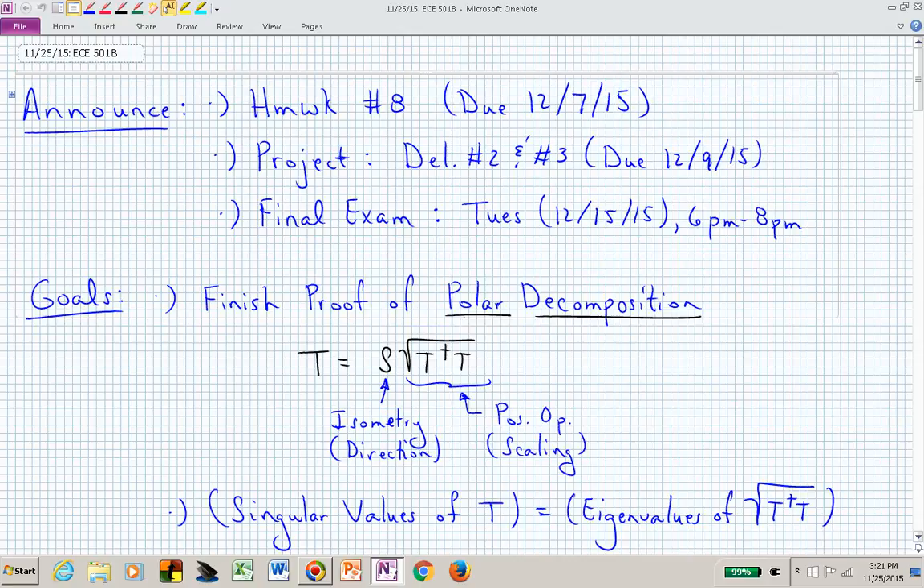This is our lecture immediately preceding the break, and what I want to do today is remind you of a few things that are coming at us after break, and one of those is homework number 8. Your project will be due on the 9th of December. Your homework 8 is due on the 7th, and our final exam is on a Tuesday from 6 to 8 p.m. on the 15th of December.